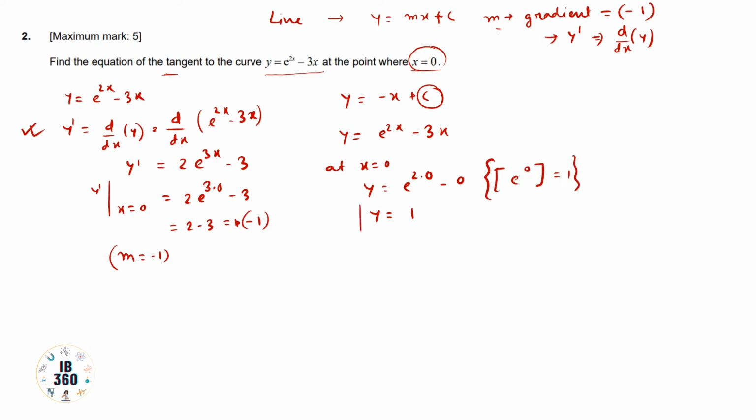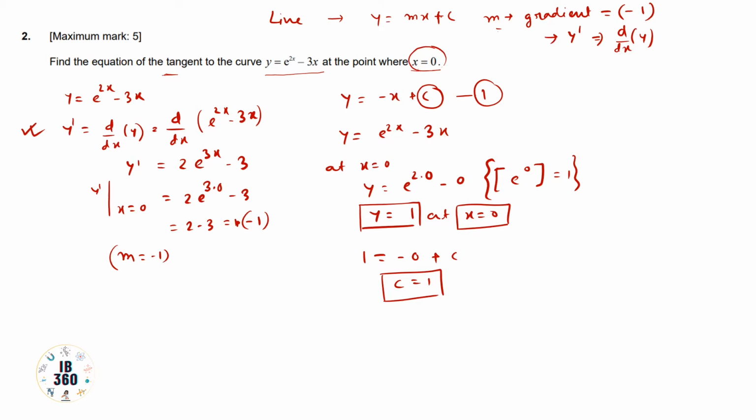So from here we are getting y equals 1 at x equals 0. So we will put this equation in this particular line. From here we will get 1 equals minus 0 plus c. So c equals 1. If this is equation number 1, then we have put the values in equation number 1.